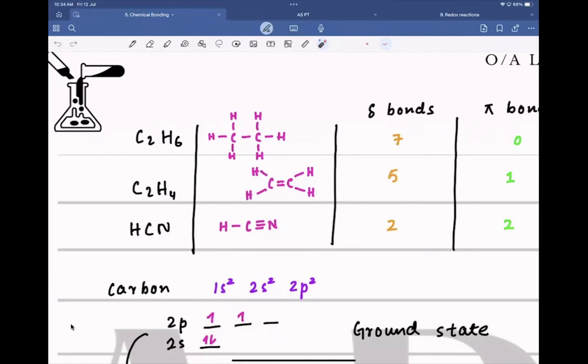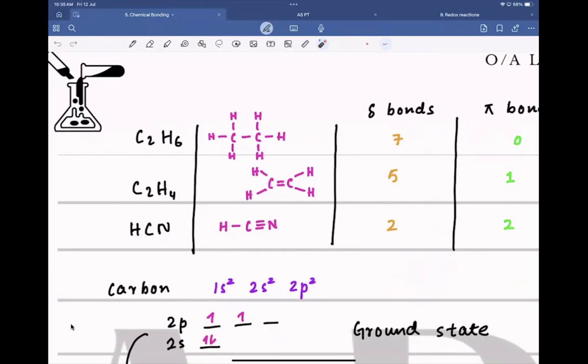Yes, sir. And that's what happens in carbon monoxide. If you open the dot and cross diagram of carbon monoxide we did in dative bonding, carbon is sharing only 2 of its electrons and one lone pair stays, and oxygen is sharing a pair to complete the octet of carbon. So that's what happened in carbon monoxide.